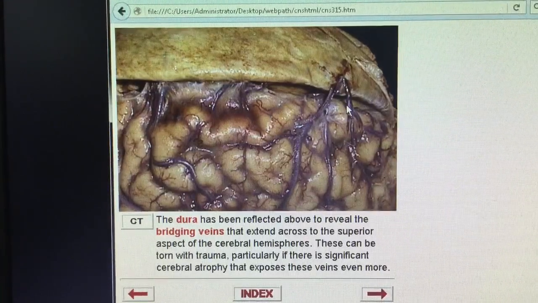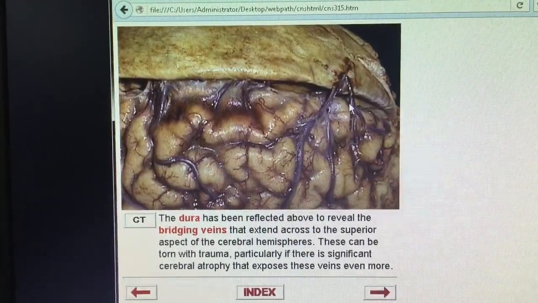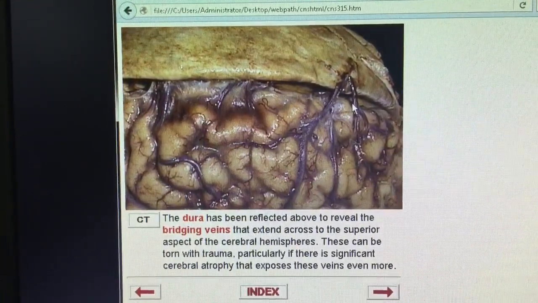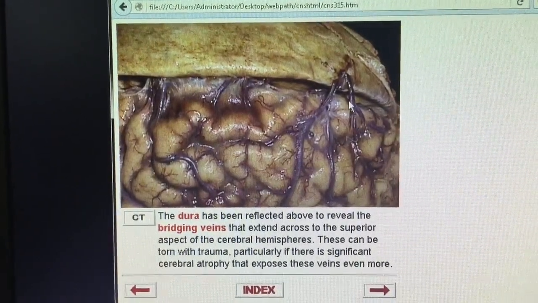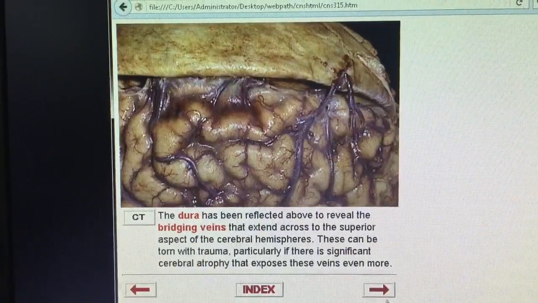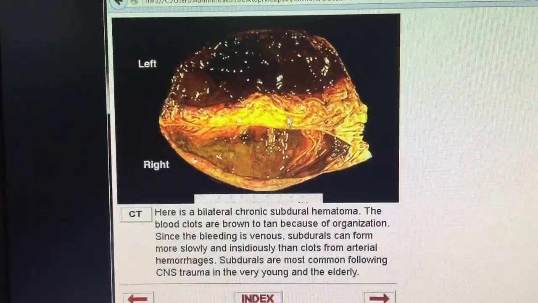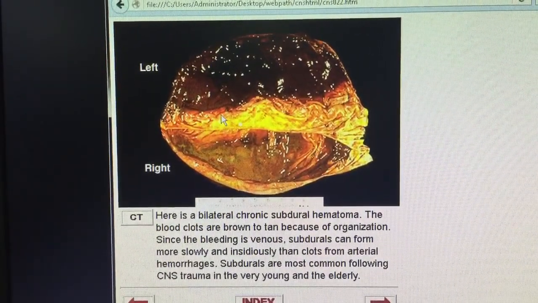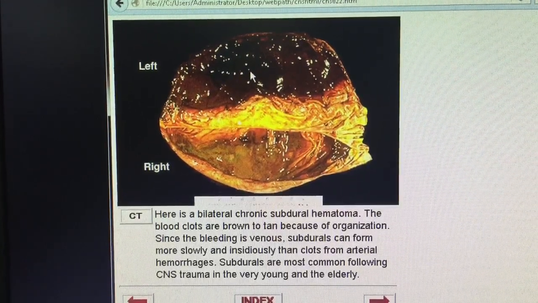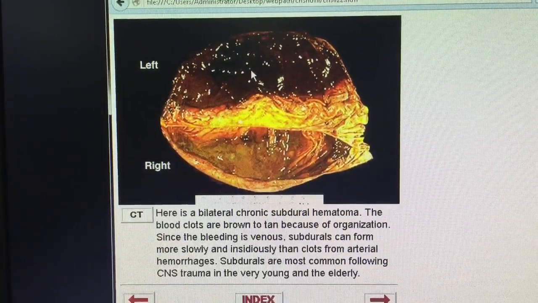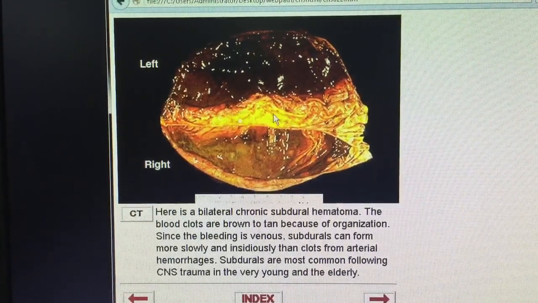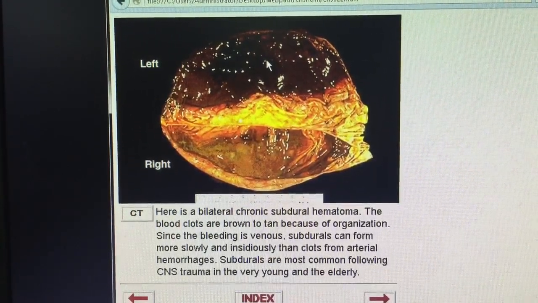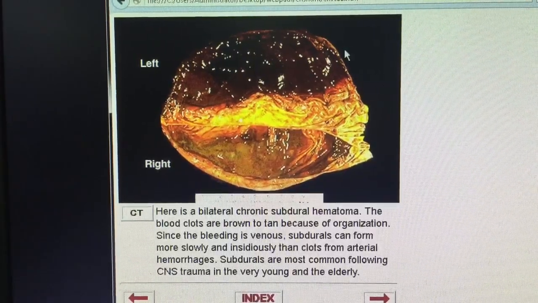Usually this leads to subdural hematoma, and it is usually seen in older patients with minor trauma, so the patient usually will not remember a history of trauma. Here we have a little bit older hematoma, which is somewhat organized, like it's clotted. Here also we have a bilateral one. If you see here, we have a dura, and just beneath it, it's just reflected. So it is a subdural.